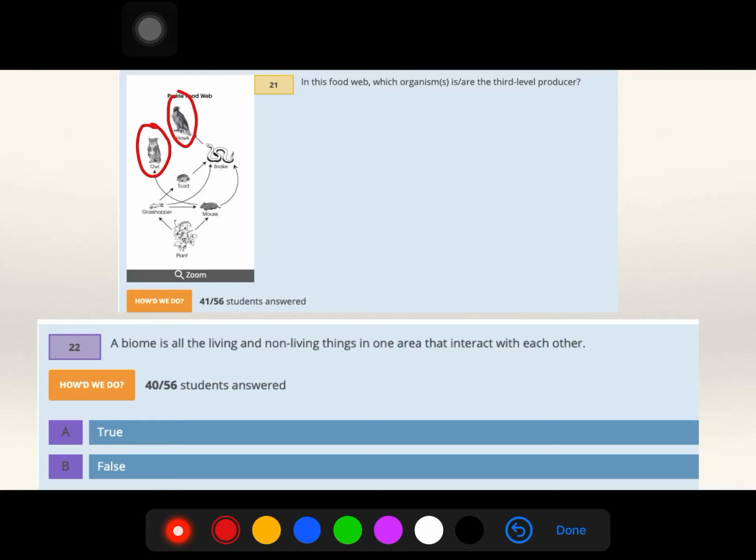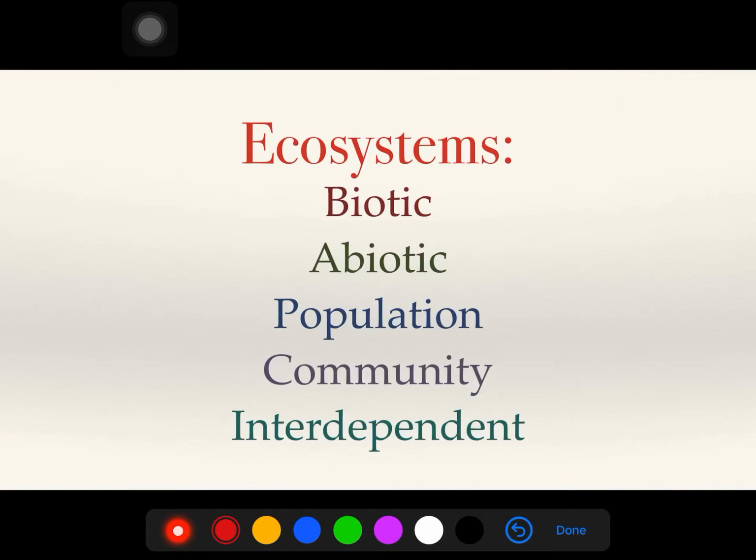A biome is all the living and non-living things that interact with each other. That's false. It's the ecosystem. So a lot of these were just a play on vocab words for you. And here are the vocabulary words.